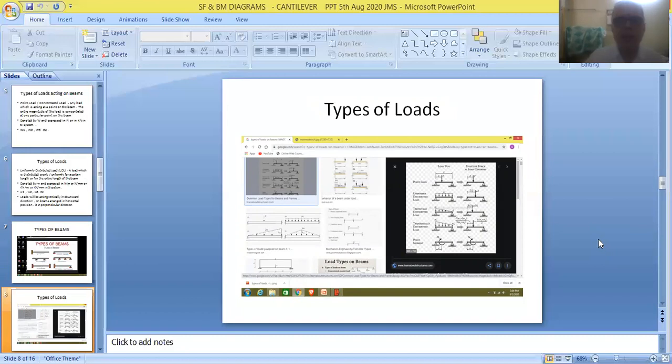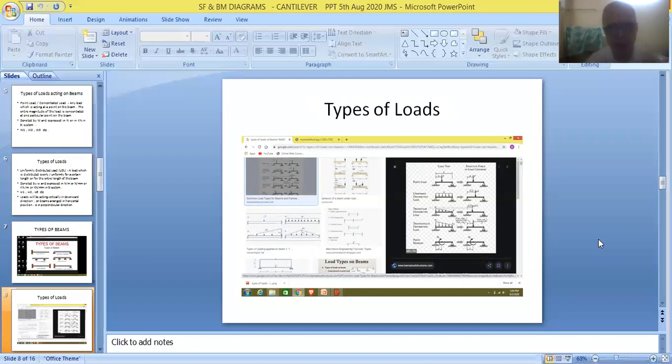So friends, here we can see the examples of point loads and uniformly distributed loads. These are the ways of indicating point loads. It can be a cantilever or it can be a simply supported beam. So this is the way of indicating point loads, and this is the way of indicating uniformly distributed loads.